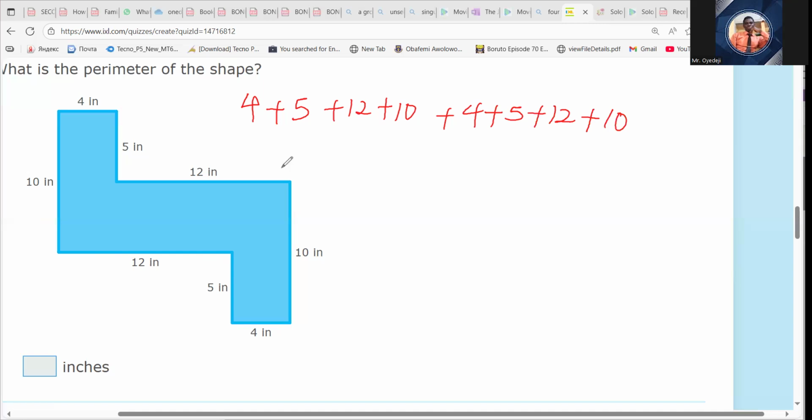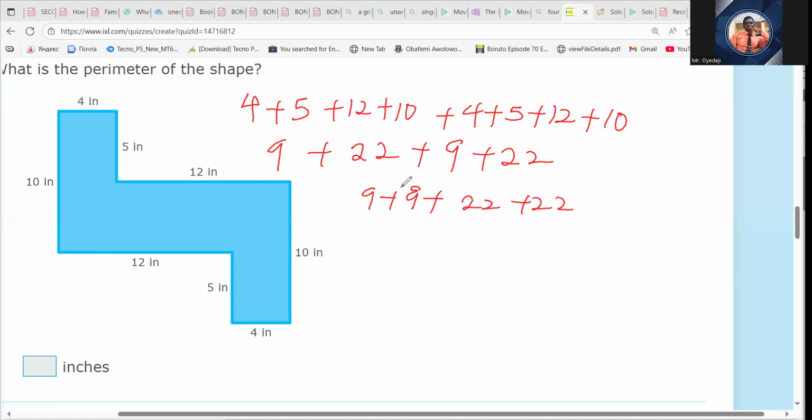4 plus 5 is 9. 12 plus 10 is 22. 4 plus 5 is another 9. 12 plus 10 is 22. I can try to group 9 plus 9 plus 22 plus 22. All you have to do is add together. I'm just making it a bit easier for myself to add. That's what I'm grouping to make it easier for myself to add. 9 plus 9 is 18. 22 plus 22 is 44.